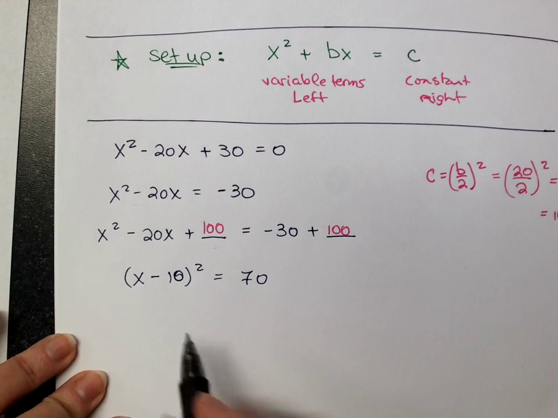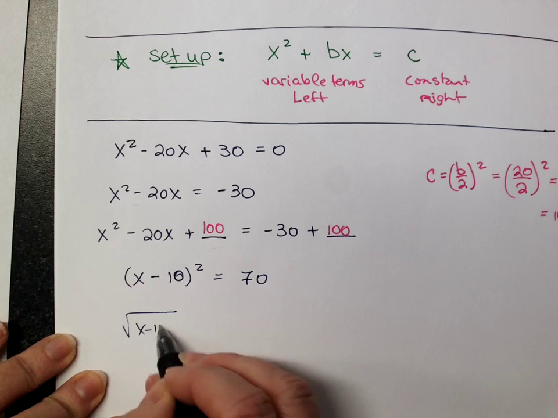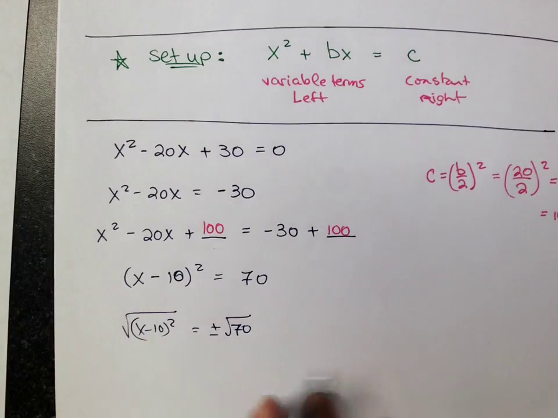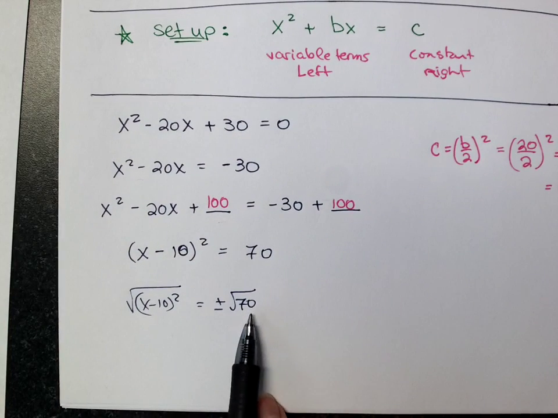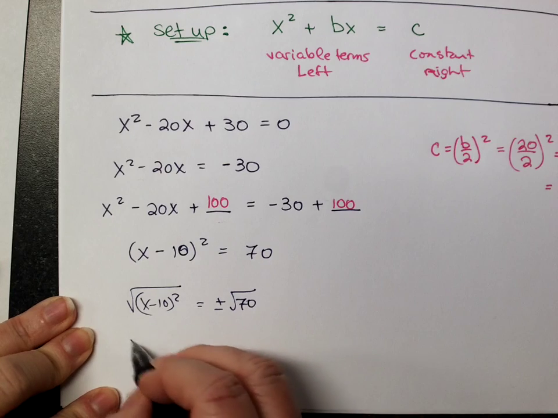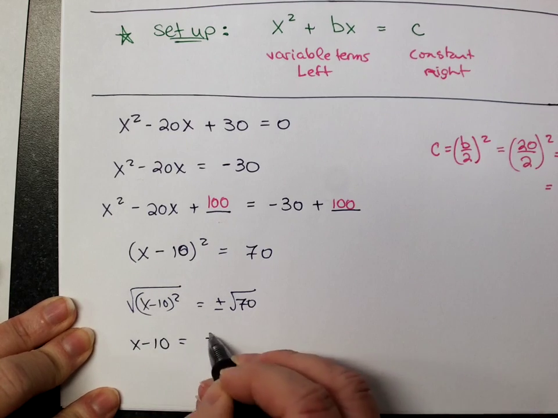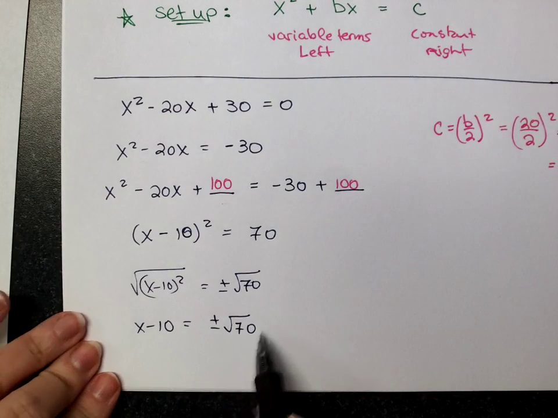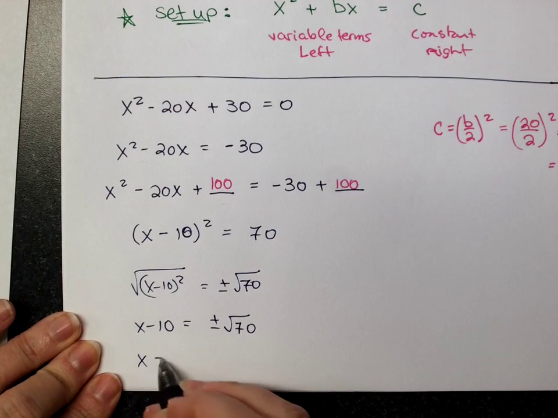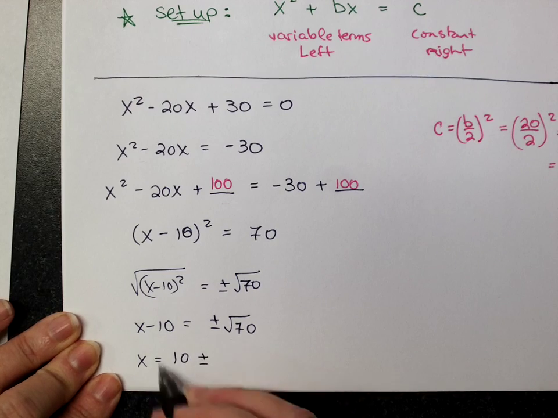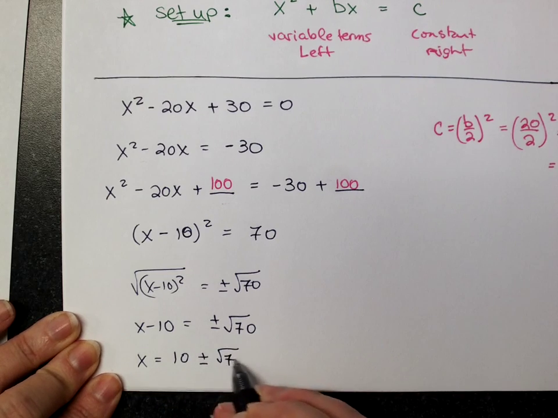Now you can use your square root property. Simplify that if you can. 70 can't be. Okay. But you'd have to try. So x minus 10 is equal to plus or minus radical 70. Simplify that if you could. So x equals positive 10 plus or minus radical 70.